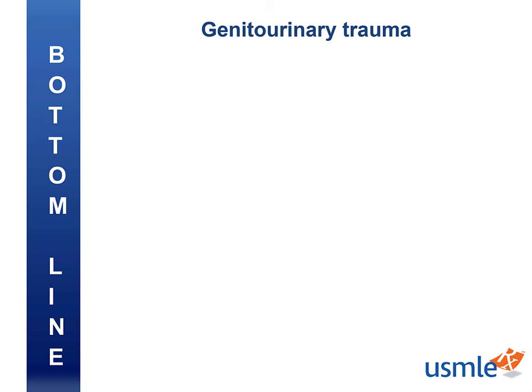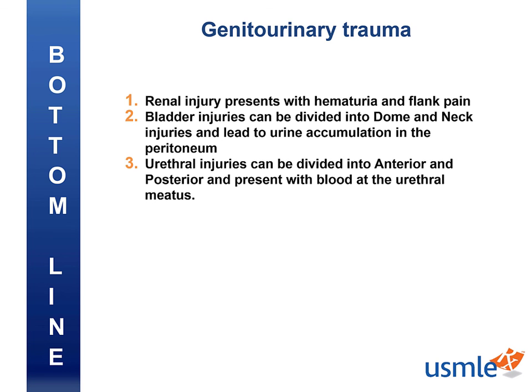In this video, we learned that renal injury presents with hematuria and flank pain. Bladder injuries can be divided into dome and neck injuries and lead to urine accumulation in either the intraperitoneal or extraperitoneal space. And urethral injuries can be divided into anterior and posterior and present with blood at the urethral meatus.